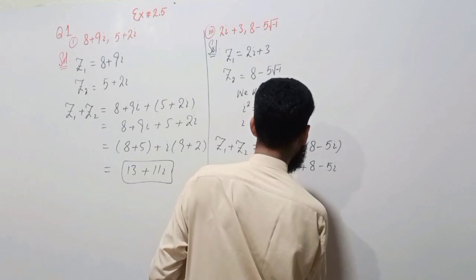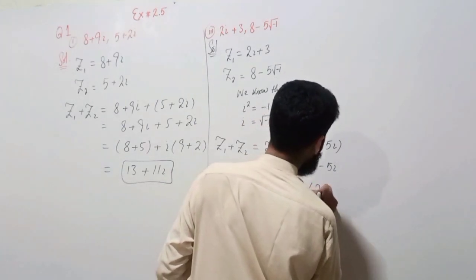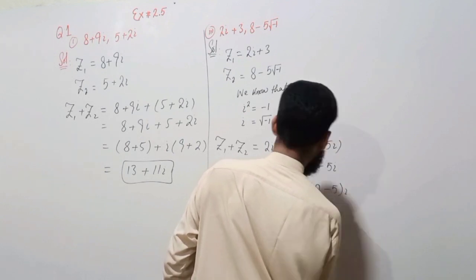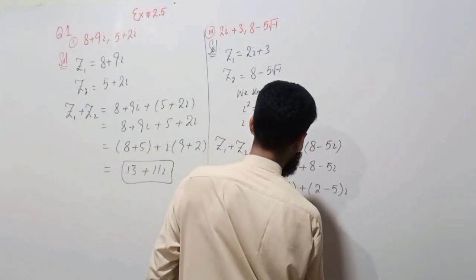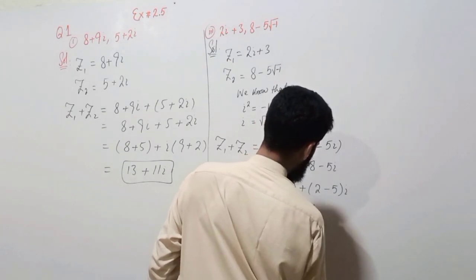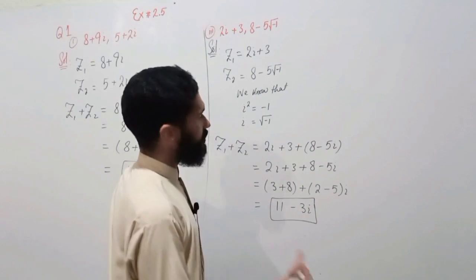Real part with real part, imaginary part with imaginary part. The real part is 11, and the imaginary part is minus 3 iota. This is the required result.